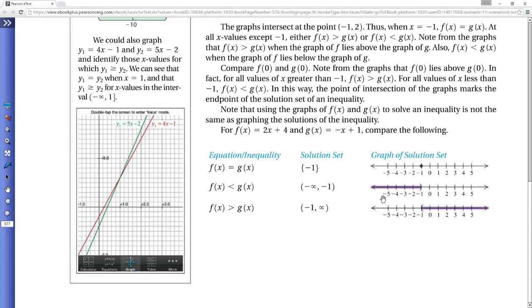And graphically, this is how you could represent that. Okay? And if it was the other way around, it would be all values right of the negative 1 on a number line, or x is greater than negative 1.